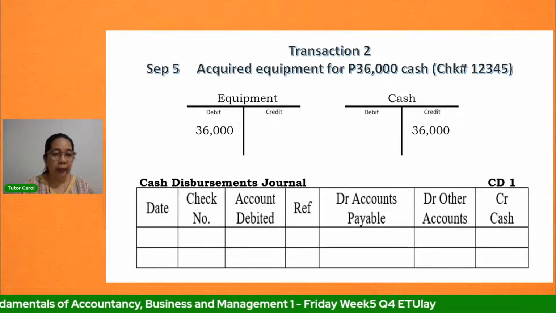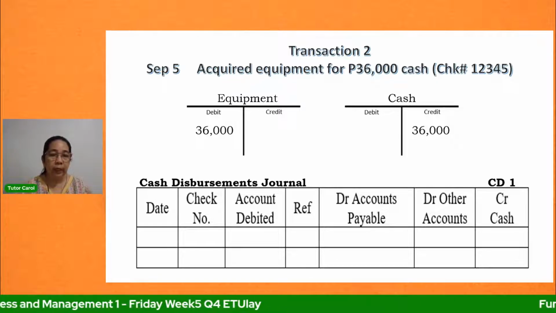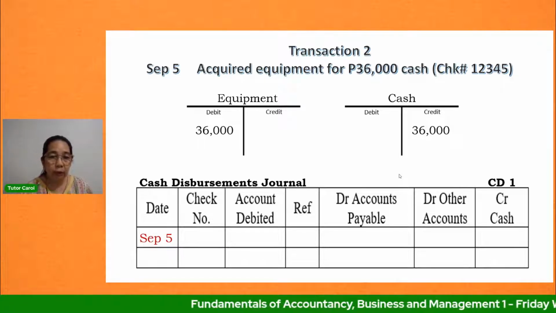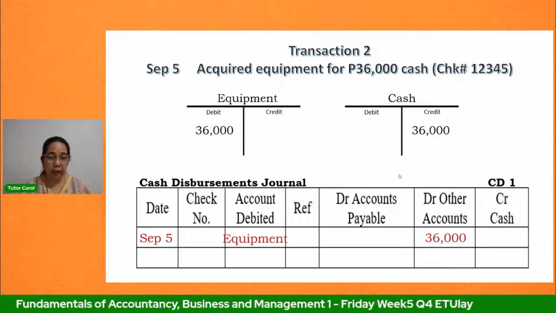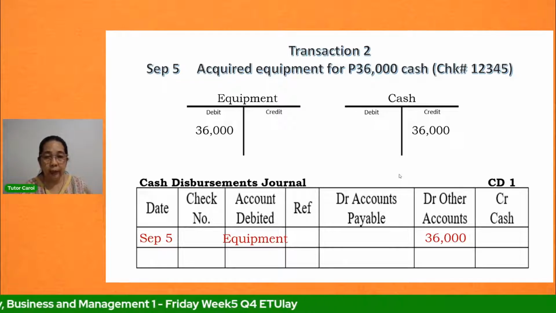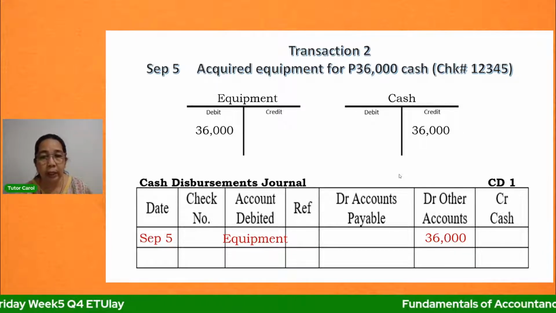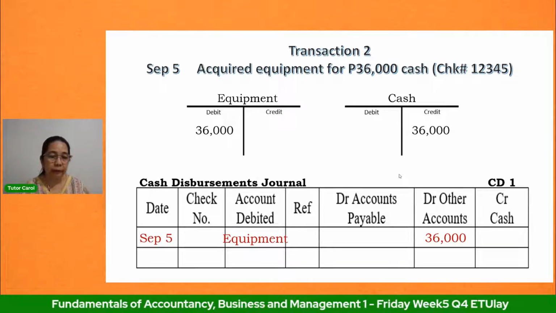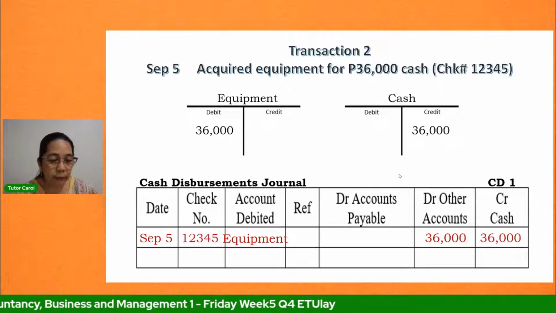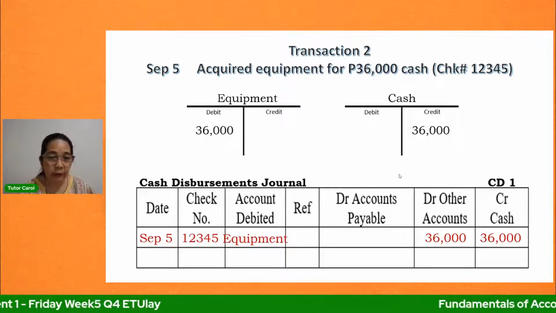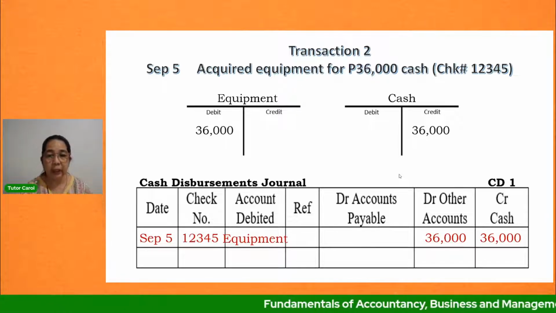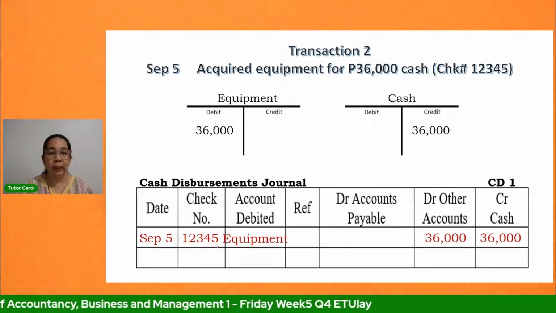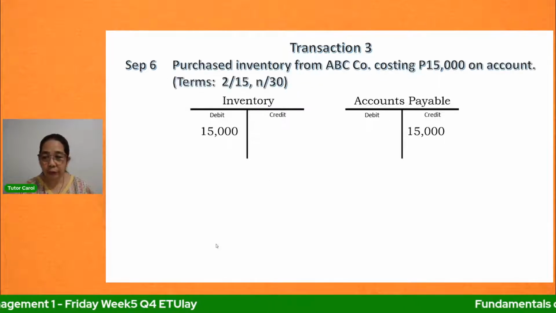Okay, so date, lalagyan mo lang ng date, September 5, and then account debited. Ano ba ang account debited natin? Okay, lalagay mo dyan syempre ay equipment. Okay, equipment. Okay, then amount, ayun, debit, other accounts, okay, 36,000. And then, okay, ano pang susunod? Okay, so yan, 36,000. Okay, credit cash, 36,000. And then, check number, ayun na. Okay, nakalagay na yung check number. Lagay lang dyan. Okay, so next, transaction number 3.